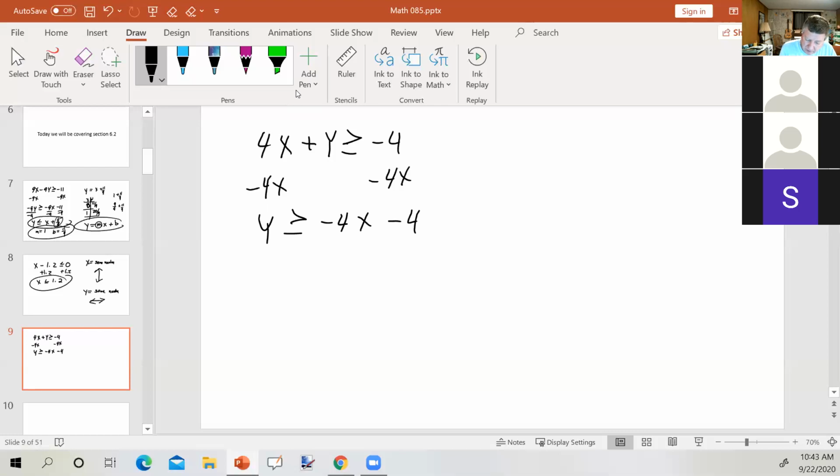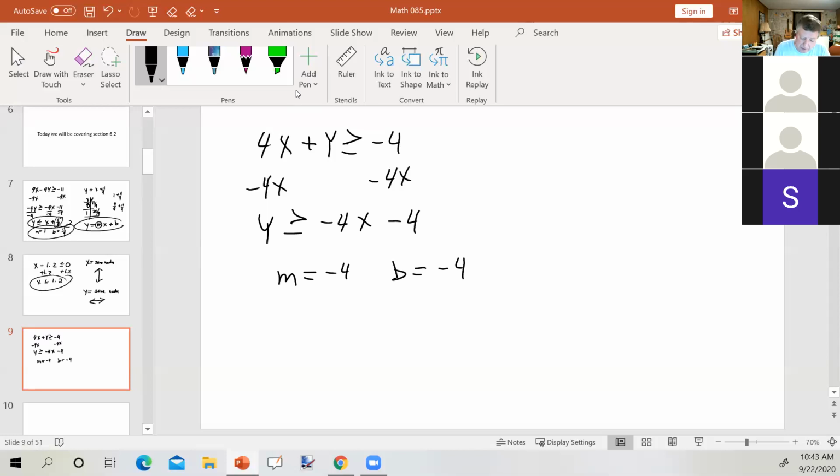If we consider the equals part, y equals -4x minus 4, our slope is -4, and our y-intercept is also -4. Any question about where I got those two numbers?